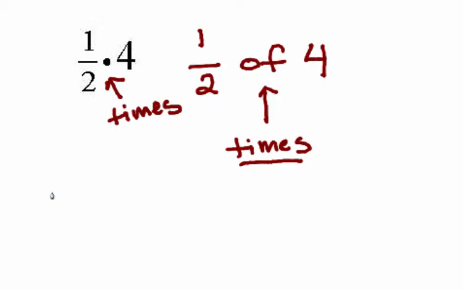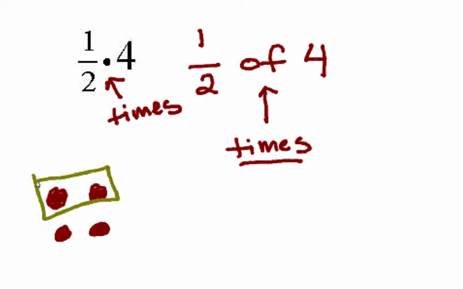Well, if I had 4 things, 1, 2, 3, 4 of them, and I wanted to take half of them, how many would that be? There, I've split them. So half of them would be 2. 2 is 1/2 of 4. So 2 equals 1/2 times 4.